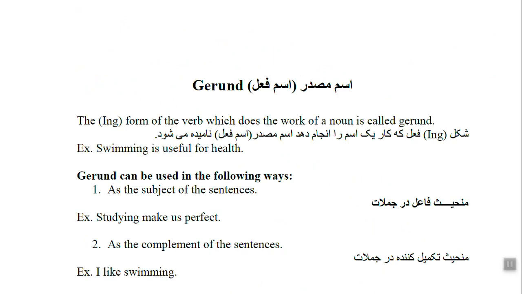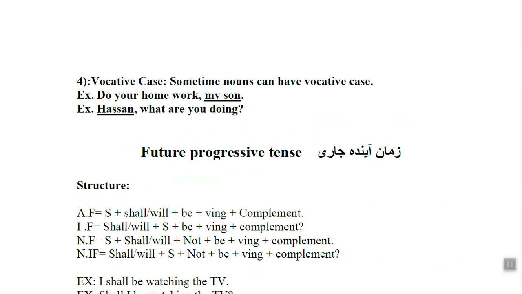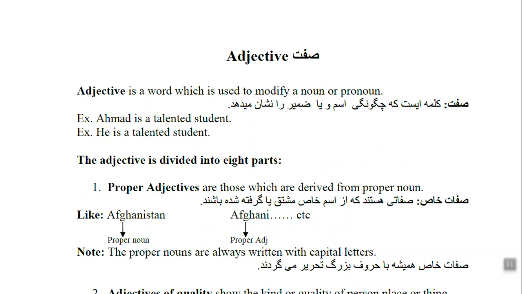Today's lesson is about adjectives. As you know, yesterday we talked about gerund and infinitive. Maybe we didn't focus on infinitive because it wasn't in this book. With gerund and the noun cases, we learned future progressive tense, which was a little easier for you because you have learned simple future tense. Today we are going to talk about adjectives.